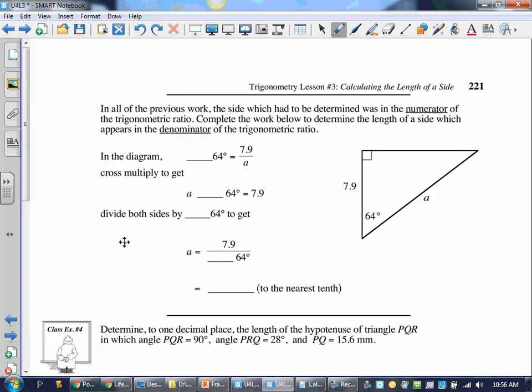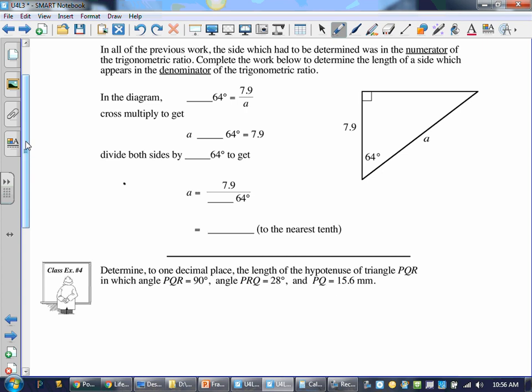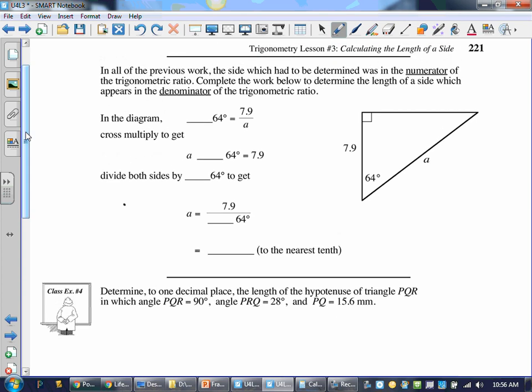The last thing to do here is only one change, and that's what if we have an extra step where we just can't cross multiply quickly. It's no big deal. You still cross multiply. You just have to divide when you're done. So watch this. We're trying to find little a right here.